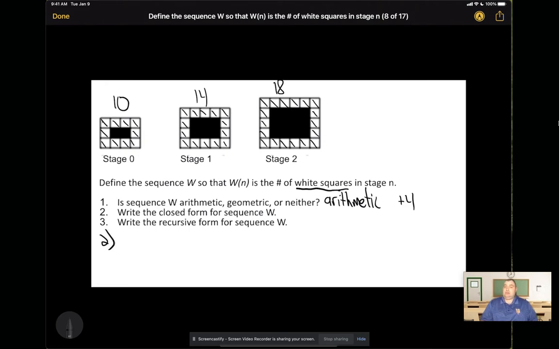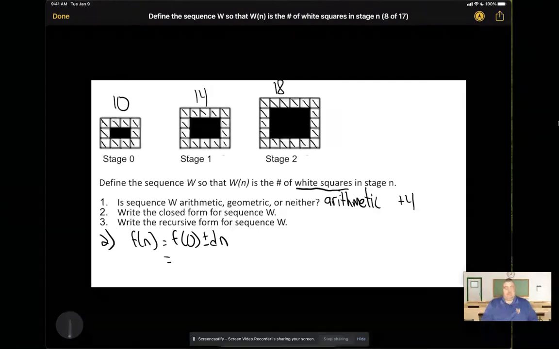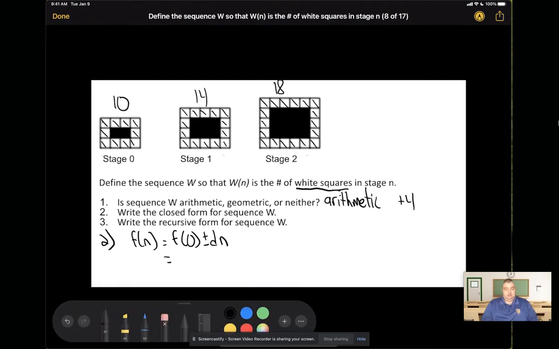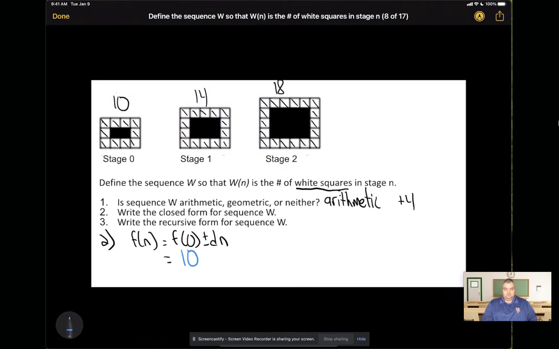So closed form is what we did in the last lesson, lessons 8 and 9. And if you forgot, look back into your lesson notes from lessons 8 and 9. But this right here is the formula for closed form of an arithmetic sequence. So f of n equals f of 0 plus d times n. So in this case, remember f of 0 is our starting term. So our starting term in this case is going to be 10. So f of 0 is 10.